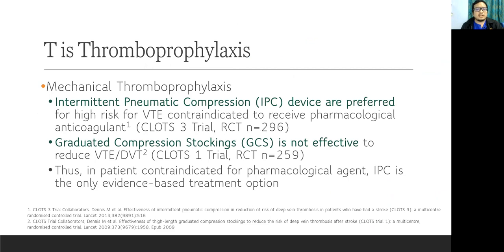For mechanical thromboprophylaxis, only IPC, which is the intermittent pneumatic compression device, is preferred for high-risk VTE patients contraindicated to receive pharmacological agent. Okay? Because when your patient cannot take pharmacological agent, of course, you have to do some mechanical prophylaxis. However, TED stocking, graduated compression stocking, is actually not effective to reduce VTE. This is shown in CLOTS 1 trial, okay? Quite a famous trial also. Thus, in patients contraindicated for pharmacological agent, IPC, which is the pneumatic cuff, is the only evidence-based treatment option.